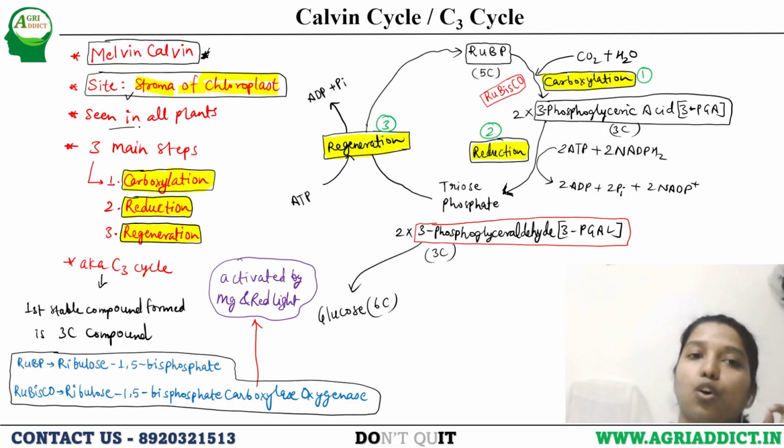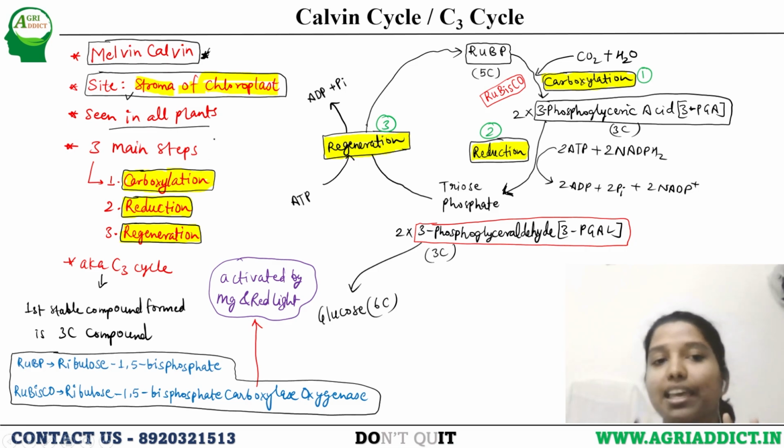So this is seen in all plants. Three main steps are there. Calvin cycle in simple form we can divide into three steps: carboxylation, reduction, and regeneration. It is actually a very complex cycle, but for our easiness, it is divided into three parts. First is carboxylation, second is reduction, third is regeneration.